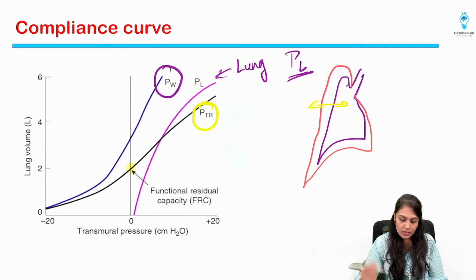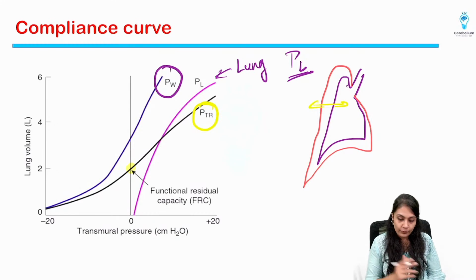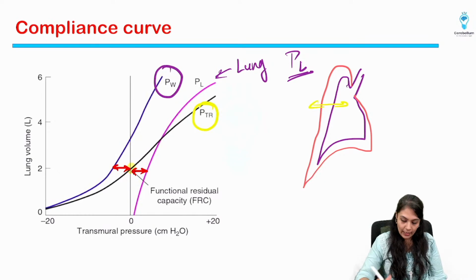What is this point? This is the point where these two transmural pressures, that is the transmural pressure across the chest wall and the transmural pressure across the lung, are going to balance each other exactly. That means the forces of the chest wall and the pleura are going to be equal and opposite at this point.